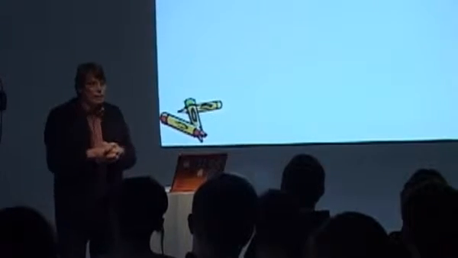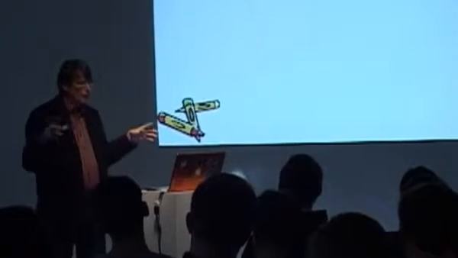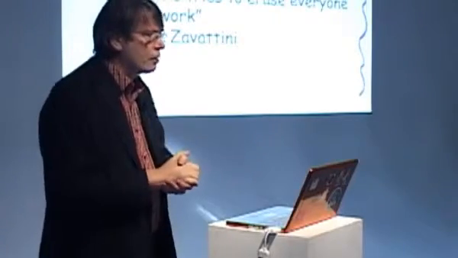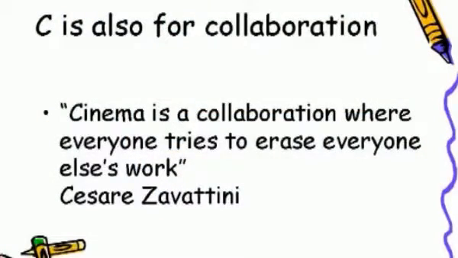C is for collaboration. I'm a bit of a maverick in the UK, because I do not believe that cinema should be a collaborative exercise. You know, we have this word collaborator in English, and in my parents' day, what they used to do with collaborators is shoot them. And I found this great quote from Cesare Zavattini, who was one of the great storytellers of the Italian New Wave of the 1960s. Cinema is a collaboration where everyone tries to destroy everyone else's work.